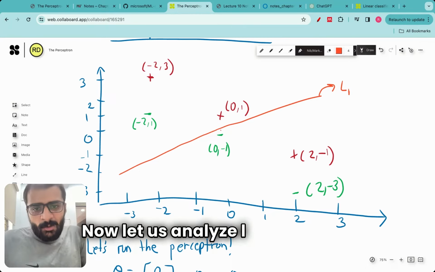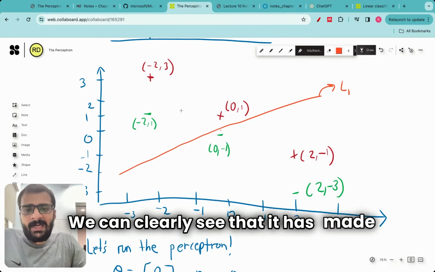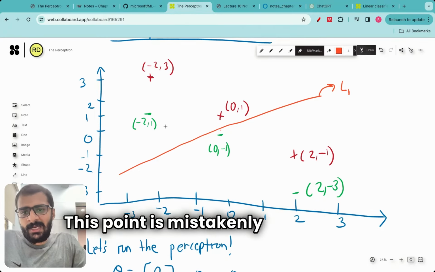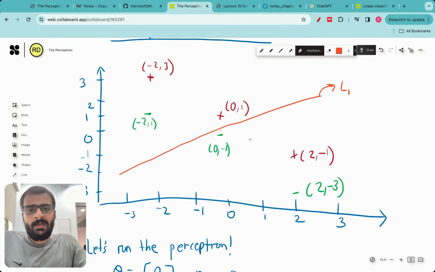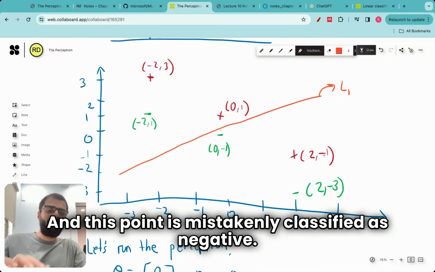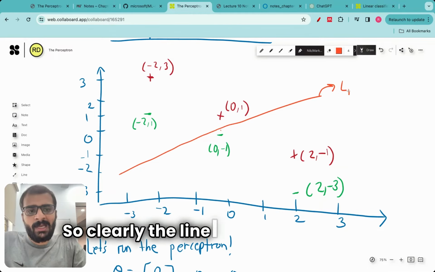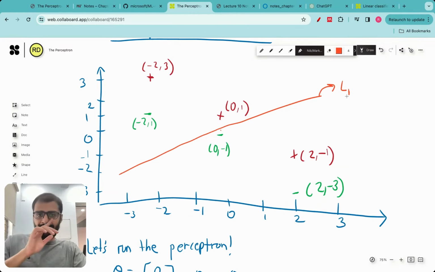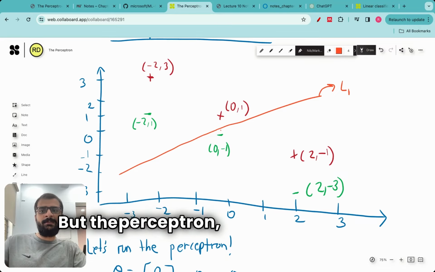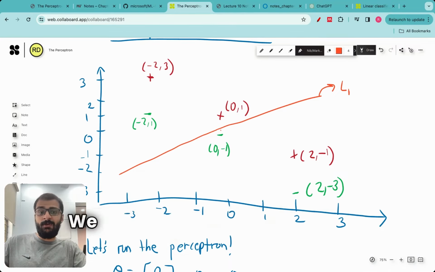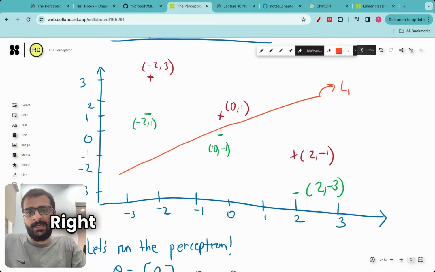Now let us analyze L1 for a bit. We can clearly see that it has made mistakes, right? This point is mistakenly classified as positive, and this point is mistakenly classified as negative. So clearly the line L1 is not correct. But this is just the first iteration. We still have to go to subsequent iterations, right?